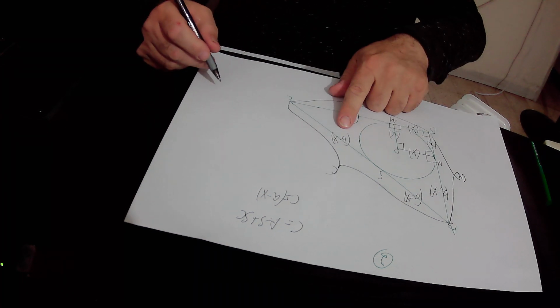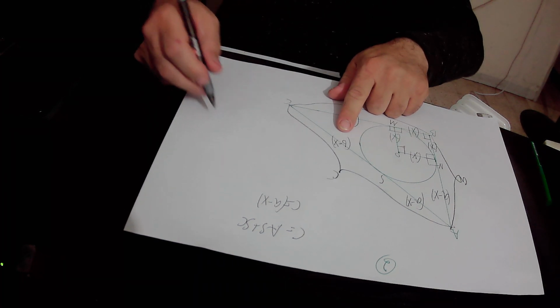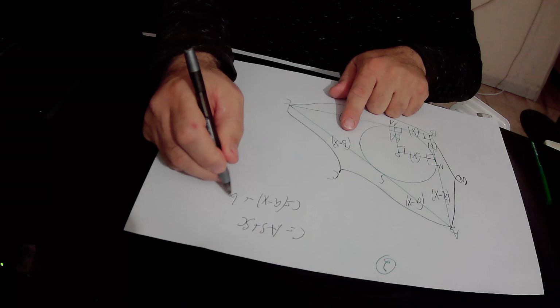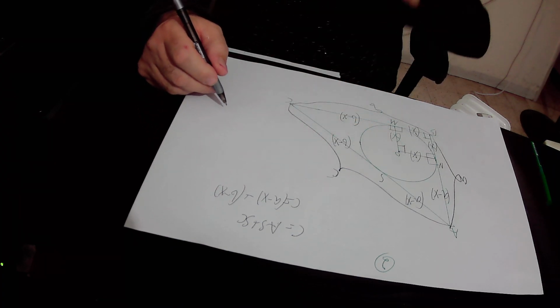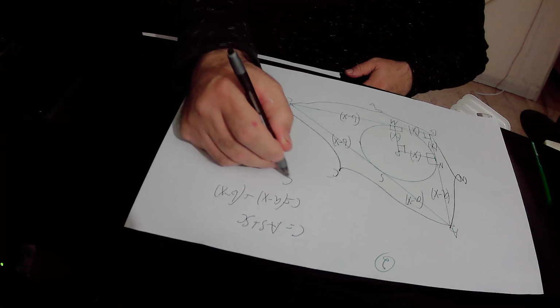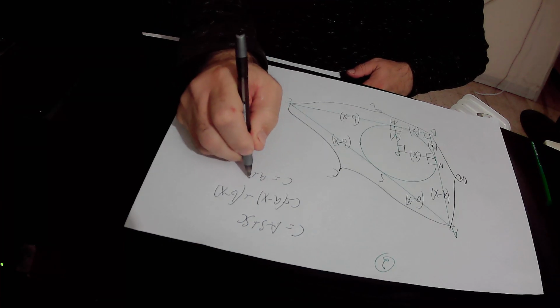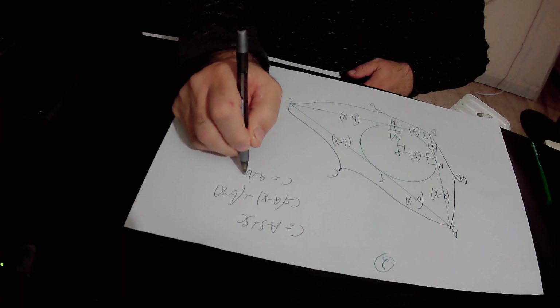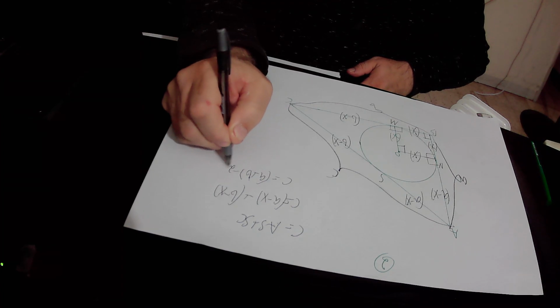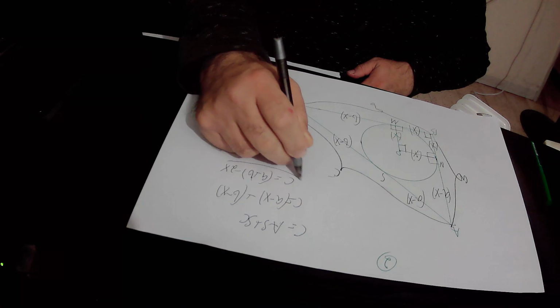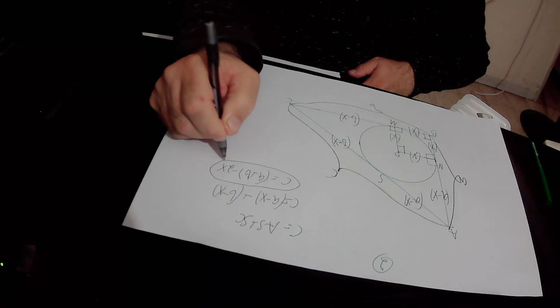Plus SC. SC is B minus X. So in total, C equals A minus X plus B minus X. So C equals A plus B minus X minus X, which is minus 2X. So we found out that in total, C equals A plus B minus 2X.